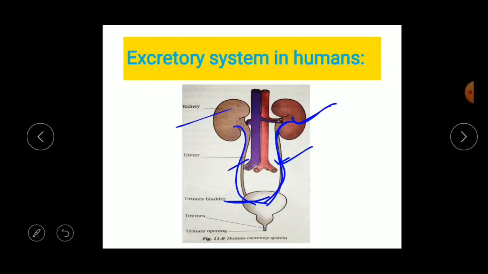Next one is here. Can you see here, children? This is called the urethra. It is a muscular tube through which the urine moves out of the body through the urinary opening. Here, this end is called the urinary opening. So this is about the excretory system in humans. Understood, children? Okay.